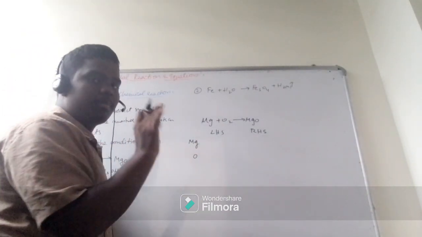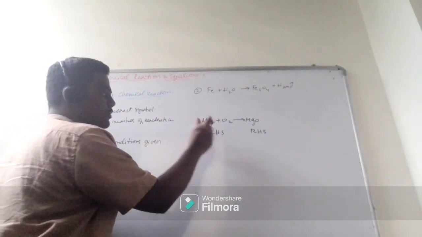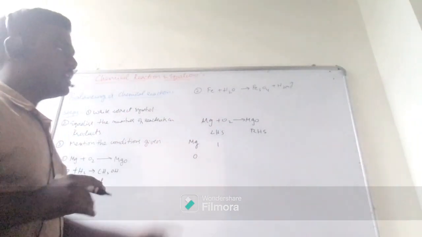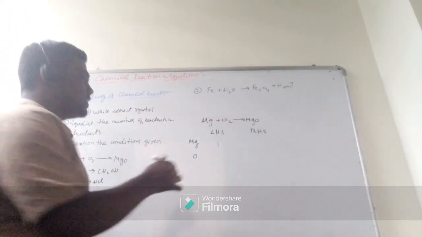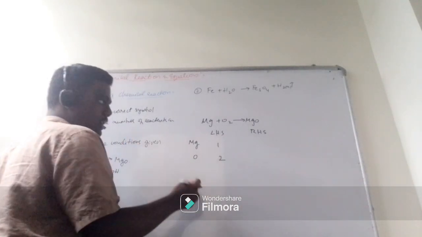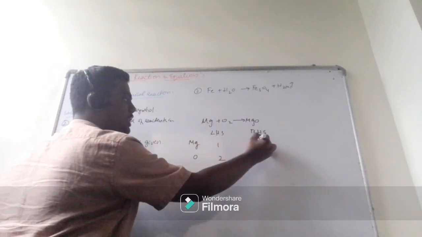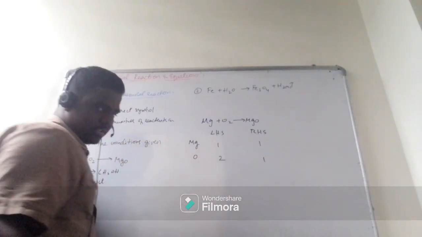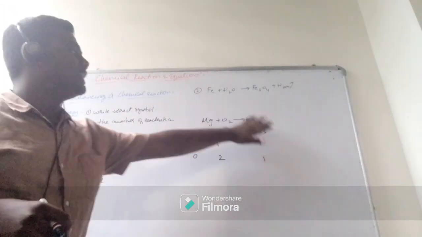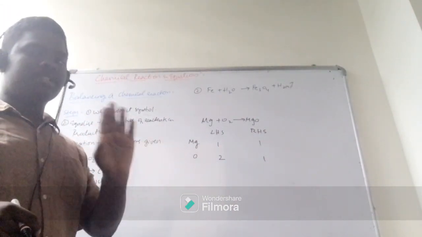Now write down how many atoms are present. Here we have only one magnesium, so 1. Here we have two oxygens, so write 2 here. And on the product side, or the RHS side, we have one magnesium and one oxygen. Okay, the table is completed. That is, the second step is completed.